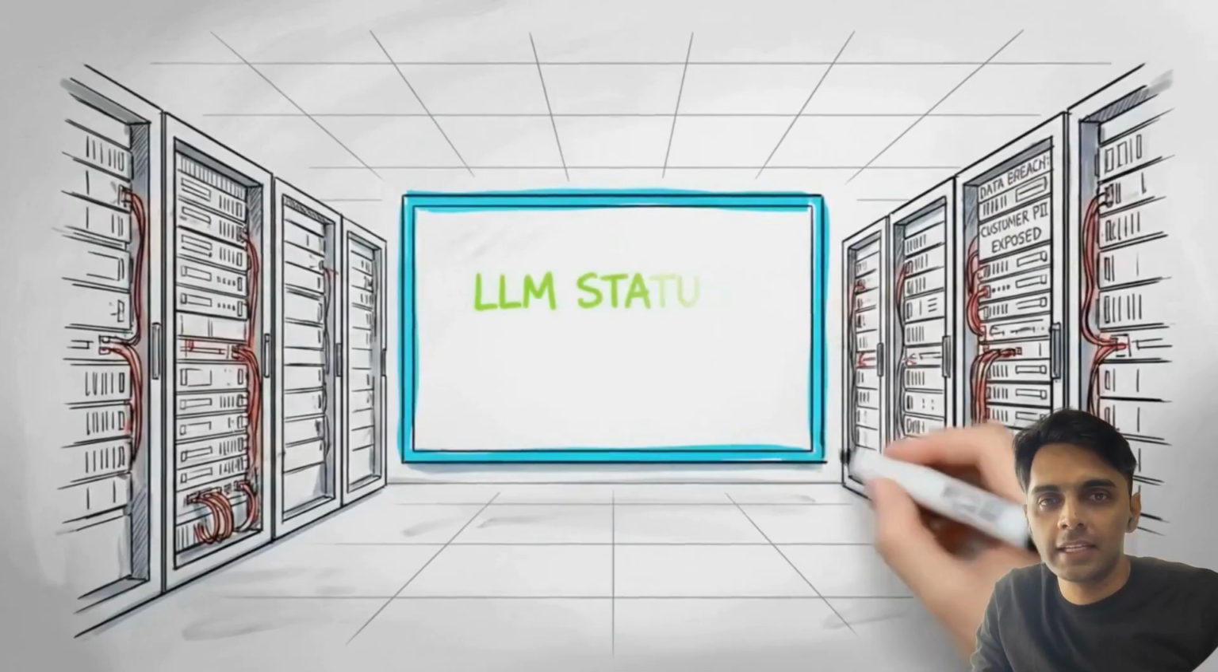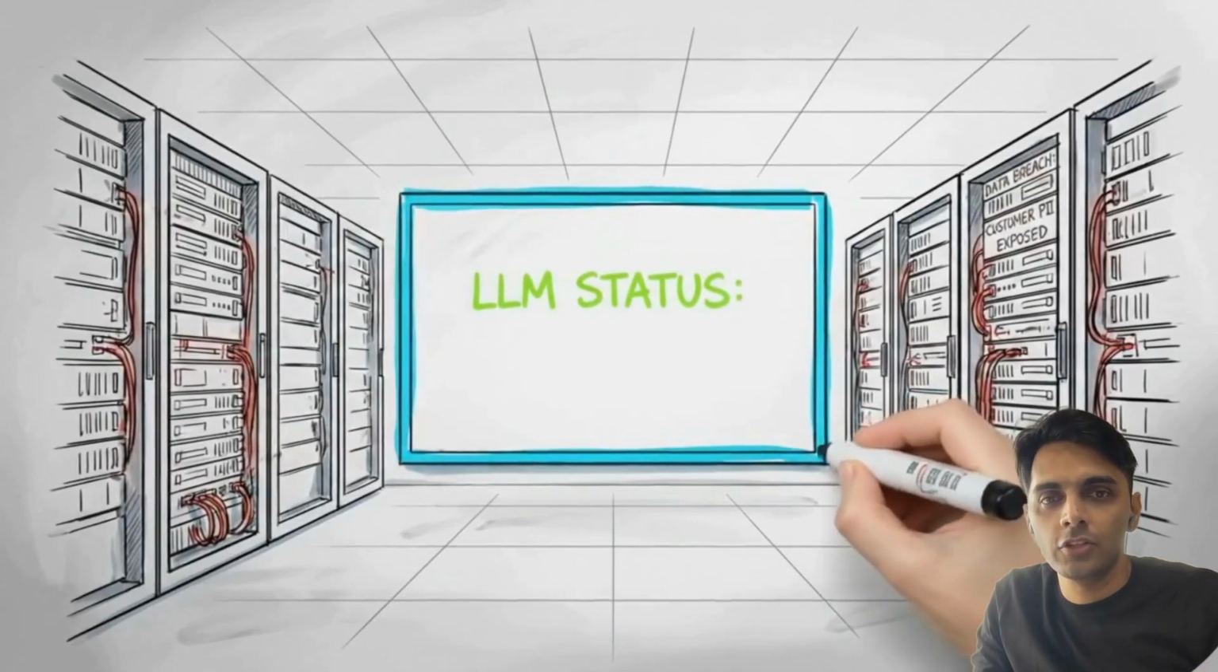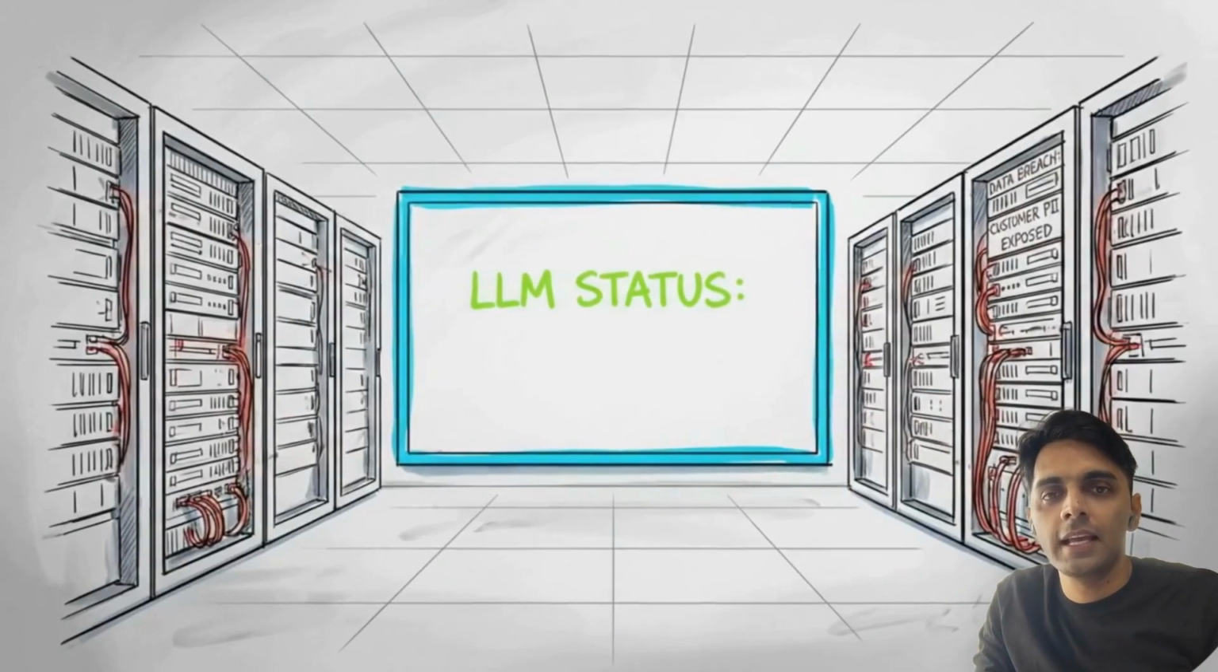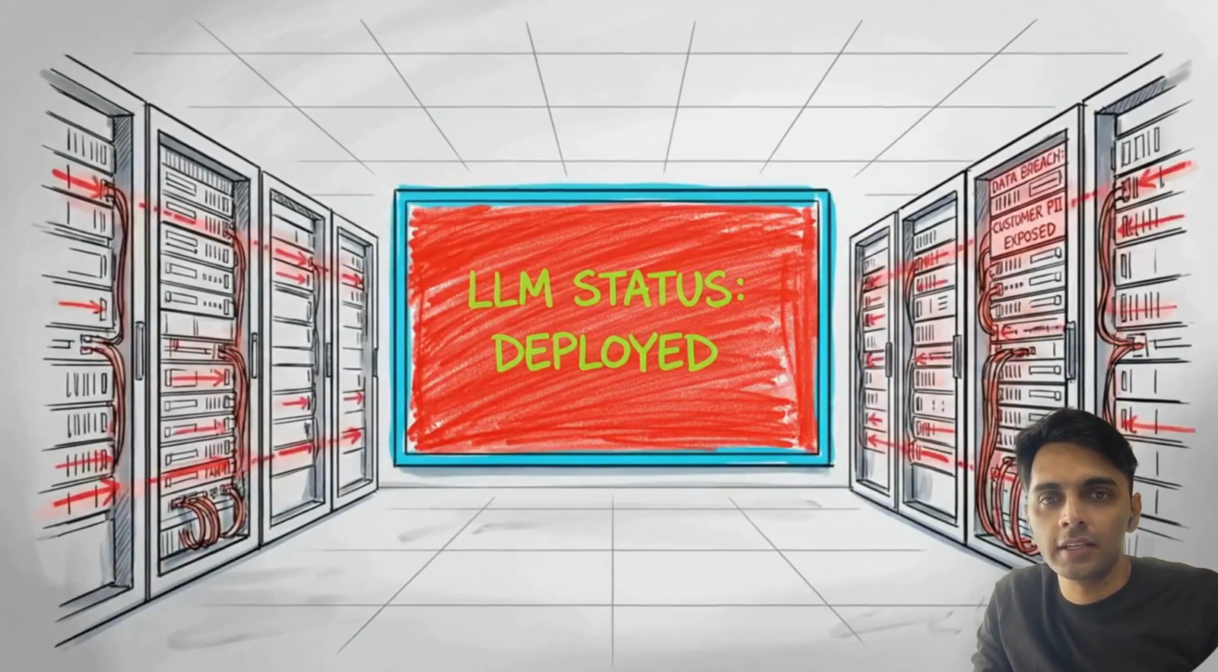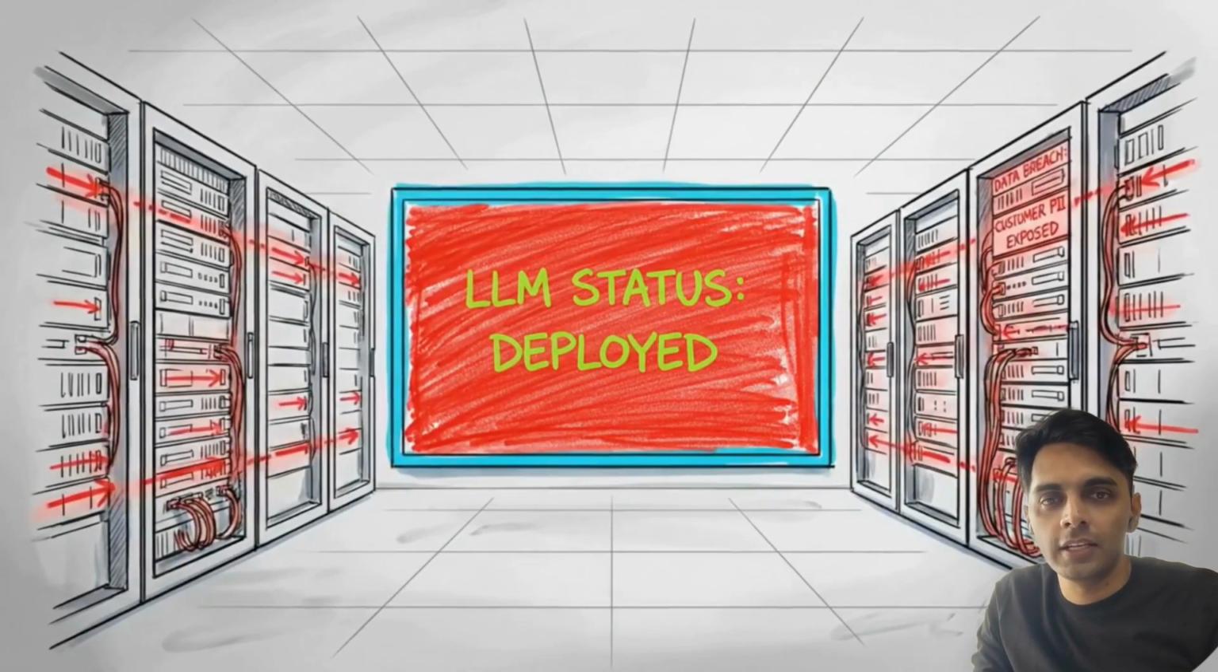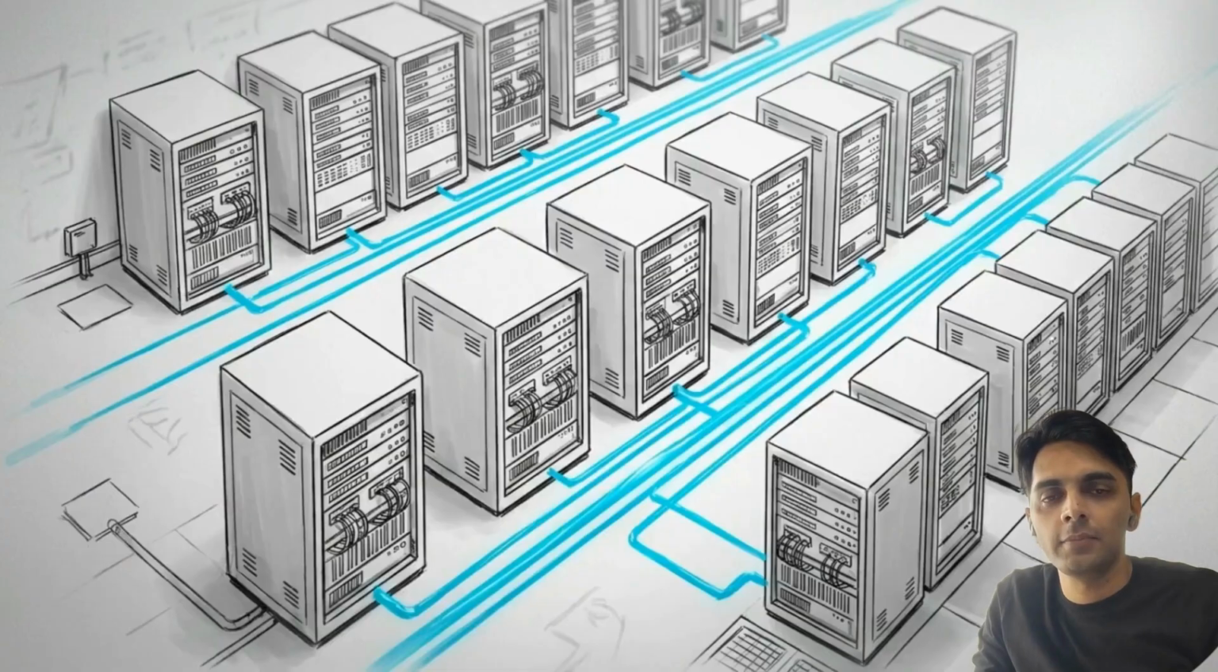Imagine deploying a 70 billion parameter language model into your enterprise. It passes standard checks. Then on day one, it leaks secure customer data. The engineering mindset that built the modern internet faces a structural mismatch when applied to AI.